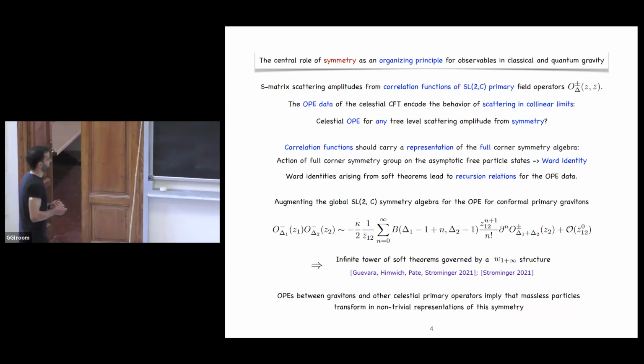And once this OPE was written down, people realized that there is, in fact, a W_{1+infinity} symmetry associated to this OPE. And that's how W_{1+infinity} entered the stage in celestial holography. Moreover, if you compute the OPE between gravitons and other celestial primary operators associated with massless particles, you see that they transform non-trivially under this representation. So we see already there is a very important interplay between symmetries and CFT data.